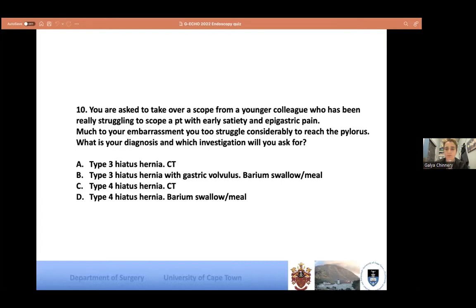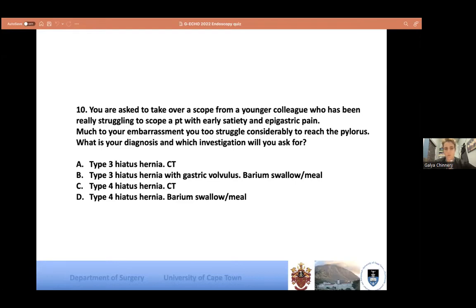Okay, Cheryl, do we have some answers? Yes, great. So you cannot diagnose, first of all, a type 4 hiatus hernia endoscopically. You cannot see if there's any small bowel, colon, whatever slipping up beside it. So you can't say it's a type 4. It's a type 3. And your options are either CT or a barium swallow. And I would agree with the majority of you that I would have also gone for a barium swallow meal because I think that fluoroscopy gives you a much better impression of a volvulus.